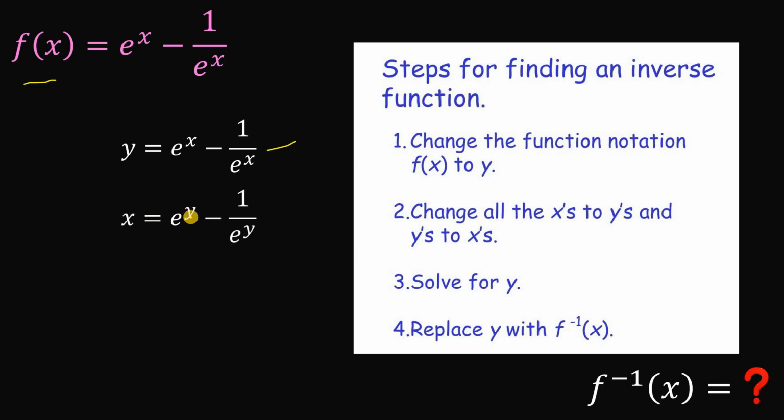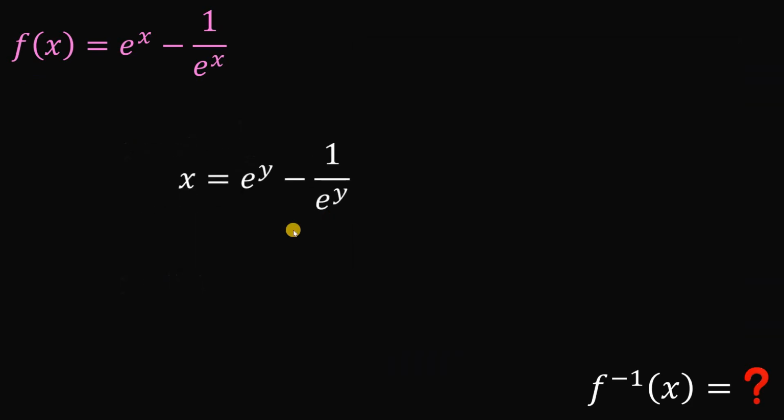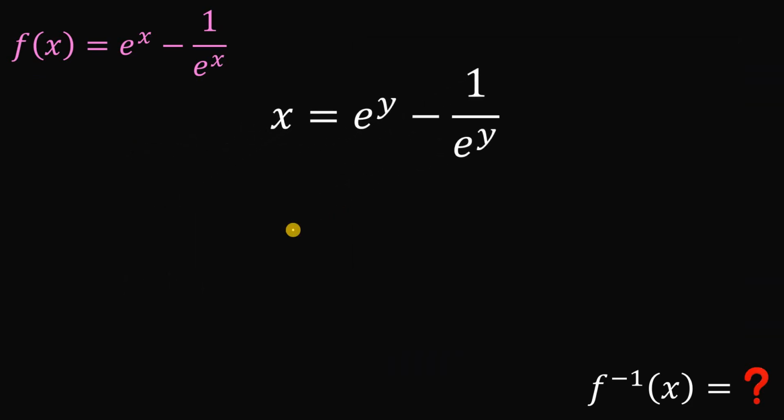So x equals e raised to the power of y minus 1 over e raised to the power of y. And the third step is solve for y in terms of x. So y equals something else in terms of x. Now this is the hard part. So let's focus on this equation and let's try to solve for the value of y in terms of x.